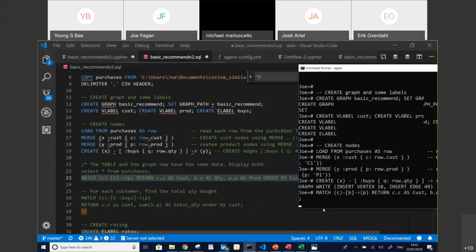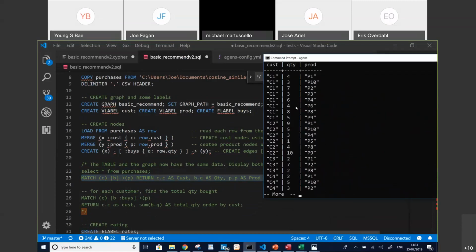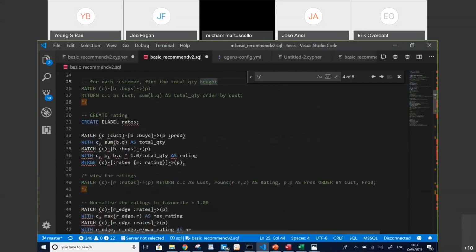So if we run that, you can see that we have the data: C1 bought 4 of P1 and so on, and we have our 49 rows. So that's it. That's how difficult it is to create a graph based on data that you already have in a CSV file. Now I just want to create the ratings.